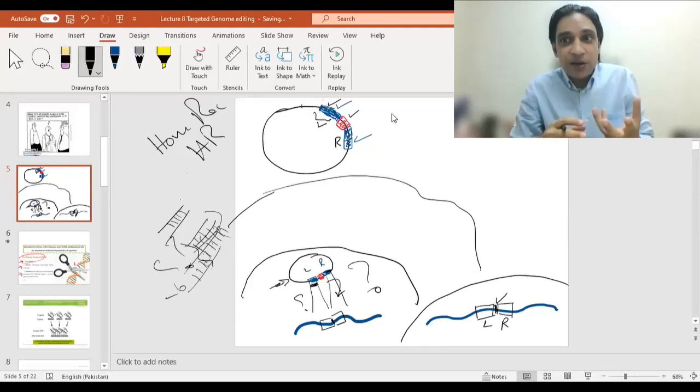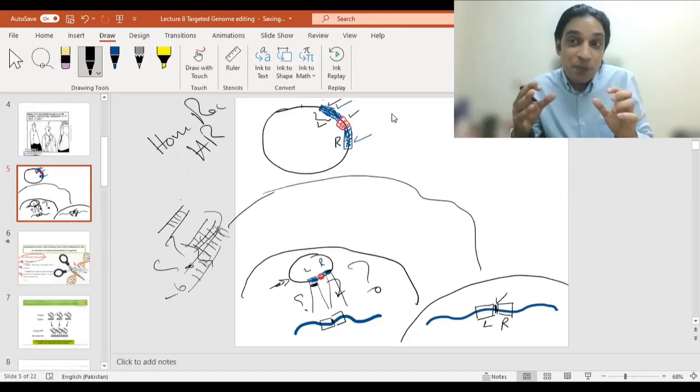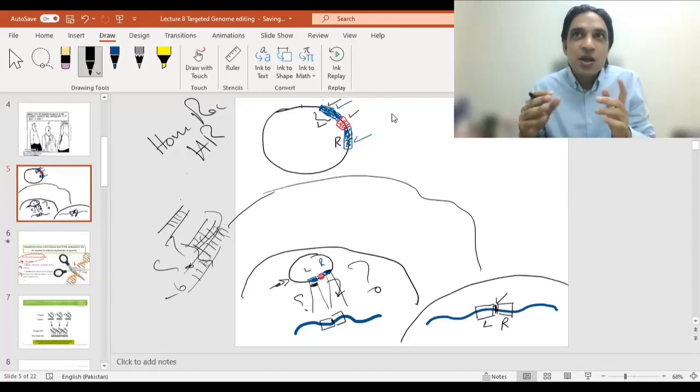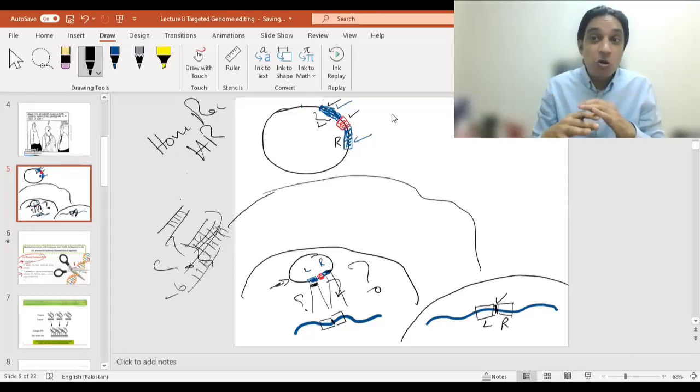Sending the vector is the trouble. Sending the vector to the nucleus is the trouble. Allowing that vector to survive at the time of replication is the trouble. And then the replication machinery should be able to find these two things together. Because replication machinery includes a lot of things.